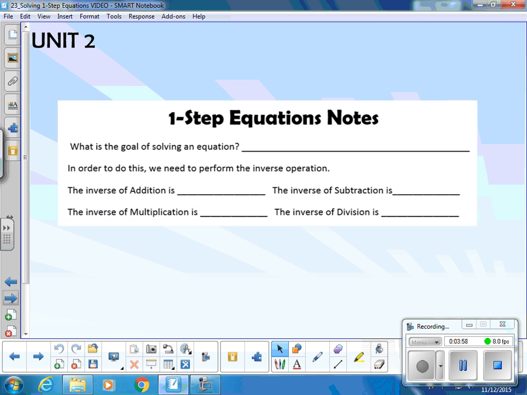All right, break out your notes. We're on page 12. It should say one-step equation notes at the very top. We're going to start by talking about what's our goal. Our goal of solving an equation is to find the value of the variable.